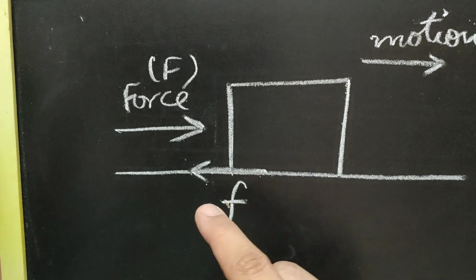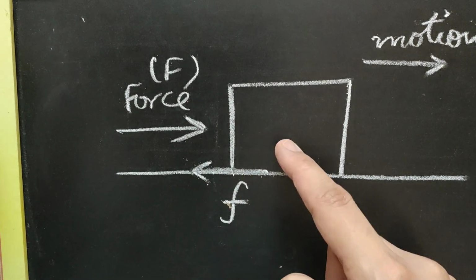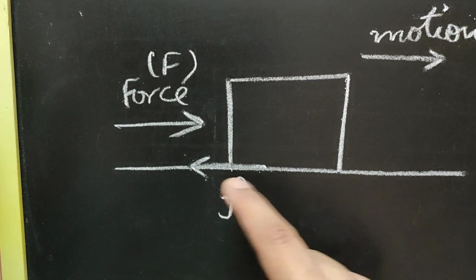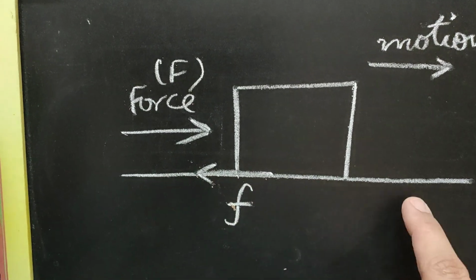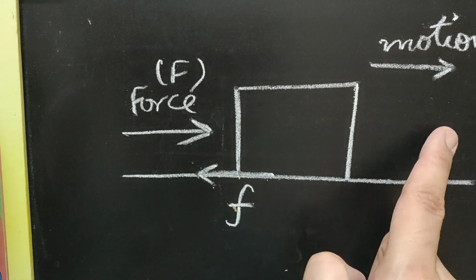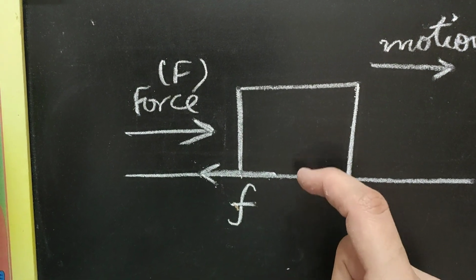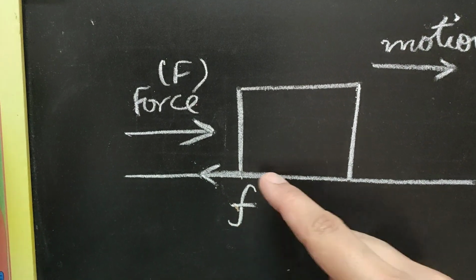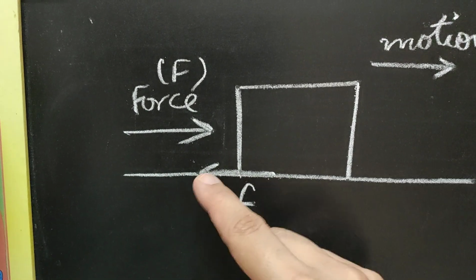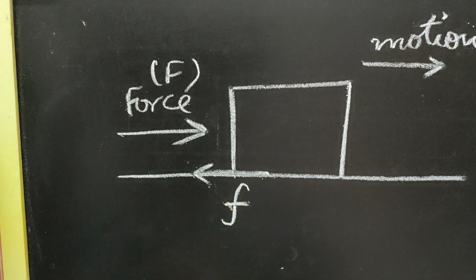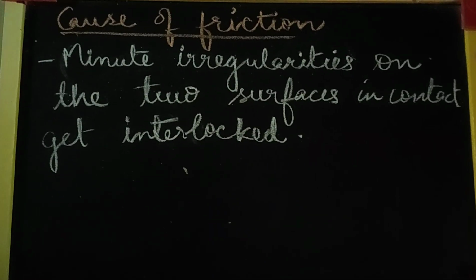Or you can say that this friction is opposing the relative motion between these two surfaces. The floor is at rest and the block, if it moves further, that will be a relative motion between the two, and this friction is opposing that relative motion. It is not allowing that motion to happen. Next, we are discussing the cause of friction.